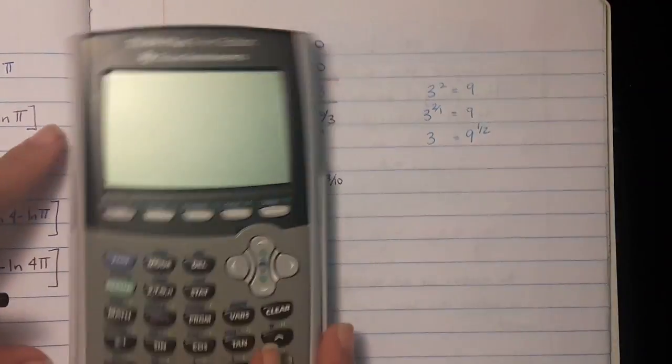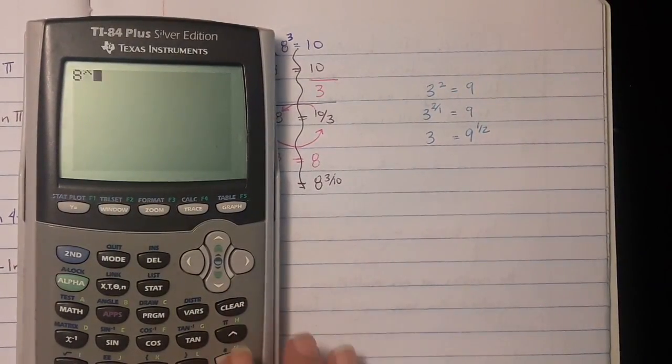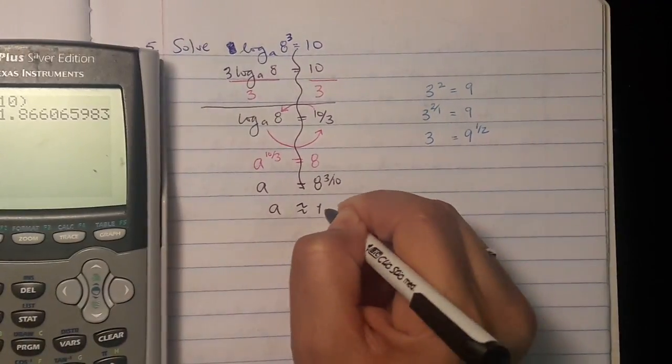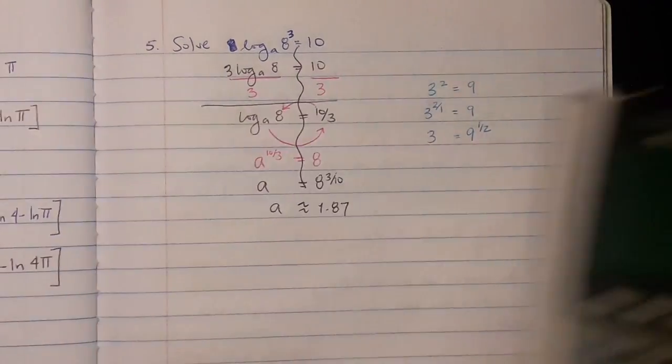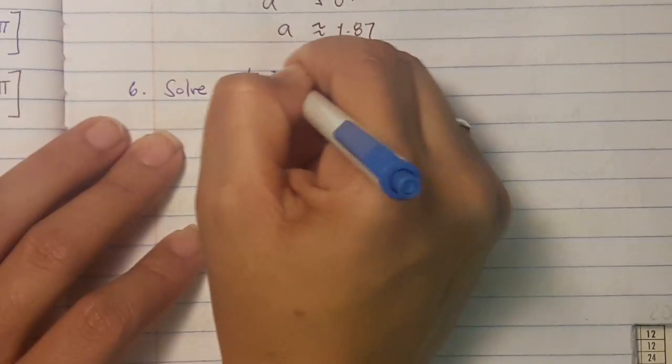We're going to put that in the calculator. So you put 8 to the power, that little thing right there, and then parentheses 3 over 10. So that's going to give me roughly 1.7. And let's take a look at one more question. So let's say we had to solve this.